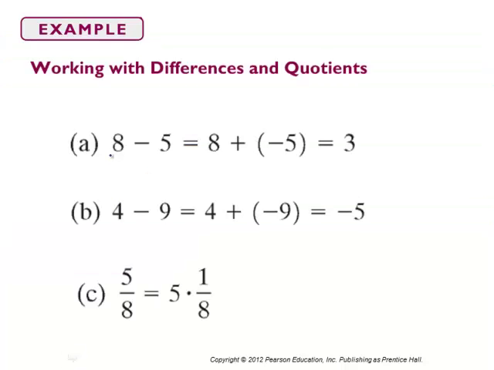So, for example, 8 minus 5 is the same thing as 8 plus negative 5, which is 3, of course. Or 4 minus 9 is the same thing as 4 plus negative 9, which is negative 5. You could think about 5/8 as 5 times 1/8. Or in other words, 5 times the reciprocal of 8. 5 times the multiplicative inverse of 8.